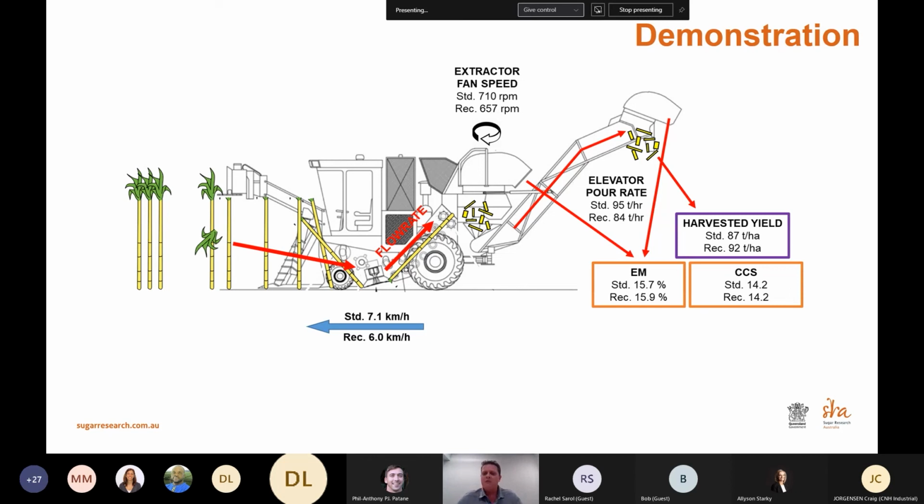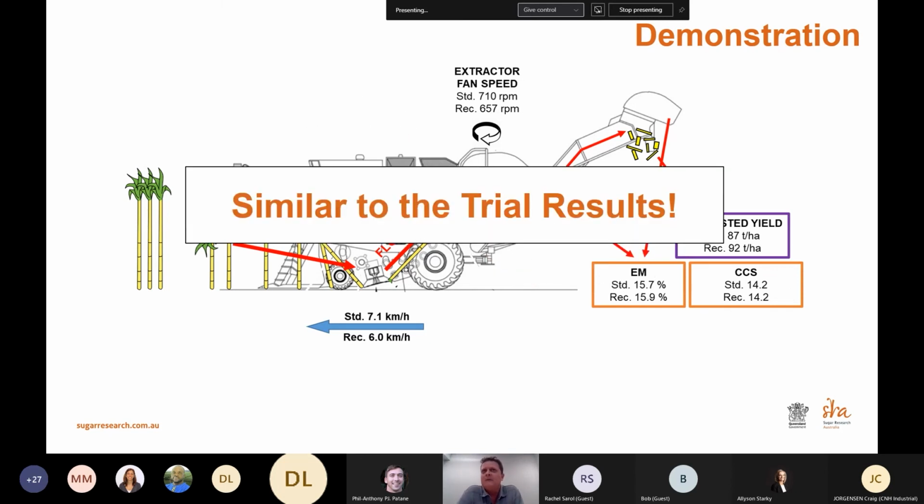And so really, a really good result, very similar to the trial results. And again, it was just underpinning the value of those trials and what they were saying to industry. And yes, it was possible on a commercial scale.